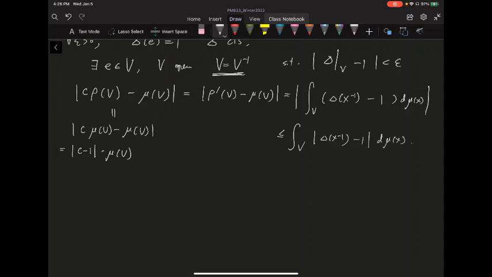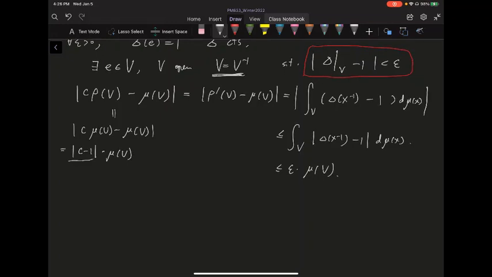And you realize, when x is inside V, by our choice of V, this delta minus 1 is close to epsilon. So this whole thing is less than epsilon times mu of V. All right, so because V is open, mu of V is going to be strictly positive. So we have c minus 1 is less than or equal to epsilon for every epsilon. So this proves that c is actually equal to 1. So let's finish the proof.